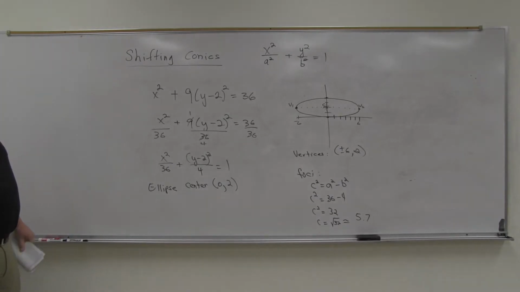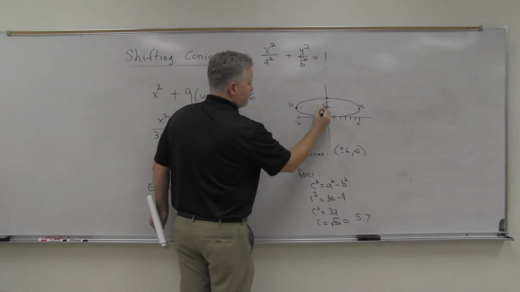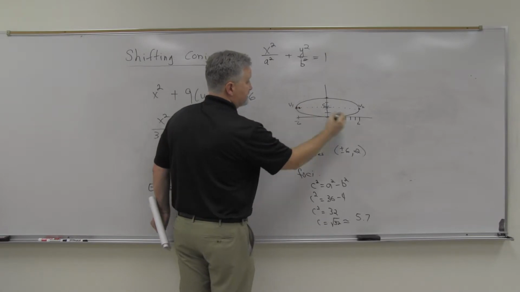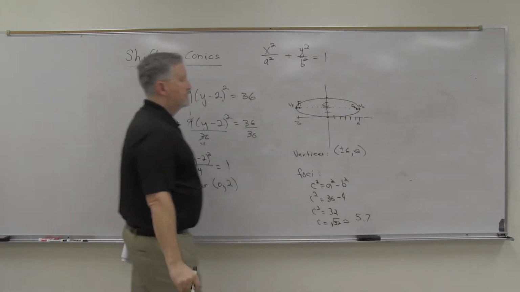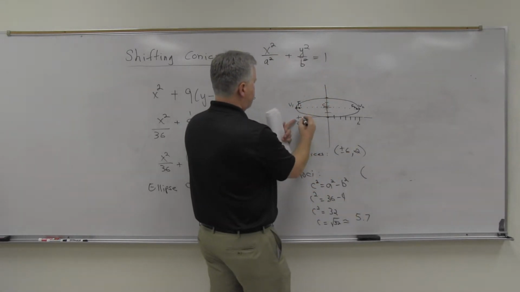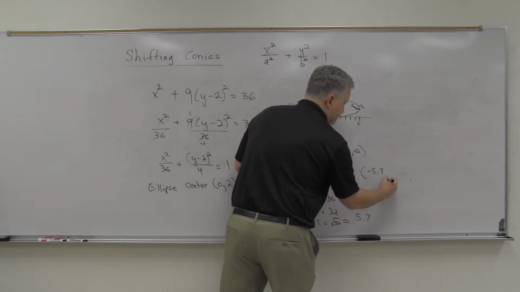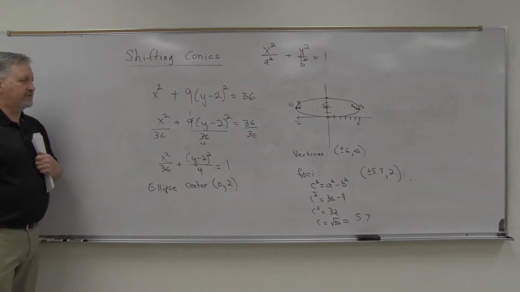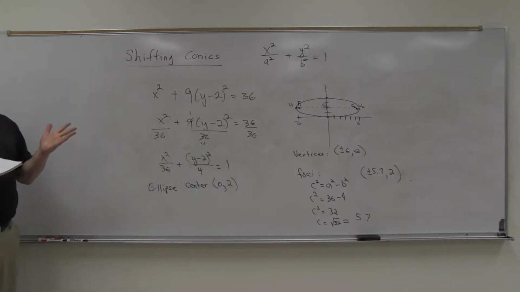All right, those are on the longer axis, so that would be 5.7 units from the center. They're pretty close to the vertices in this case. They're a little easier to figure out. It would just be negative 5.7, 2, plus or minus, I guess. In this case, the x value is 0. But anyway, you just have to make the adjustments for the shift. All right?